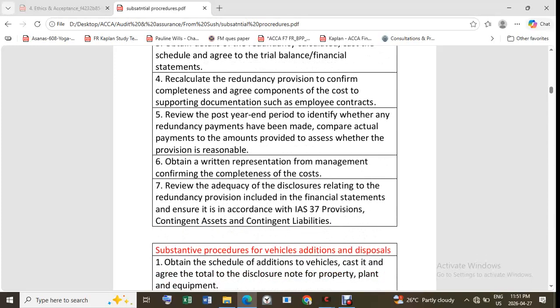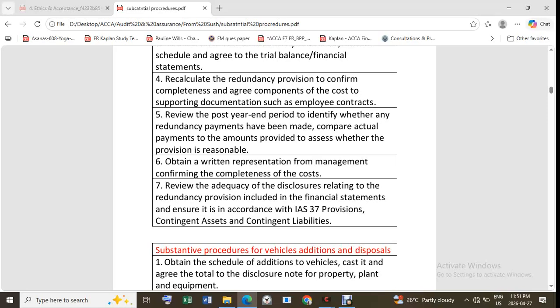Recalculate the redundancy provision to confirm completeness and agree component of cost to supporting documentation such as employee contracts. Review the post year in period to identify whether any redundancy payment have been made. Compare actual payment to the amount provided to assess whether that provision is reasonable. Obtain a written representation from management confirming the completeness of the cost.